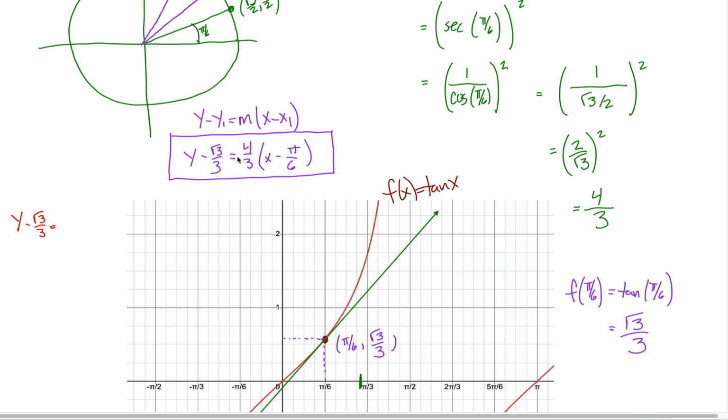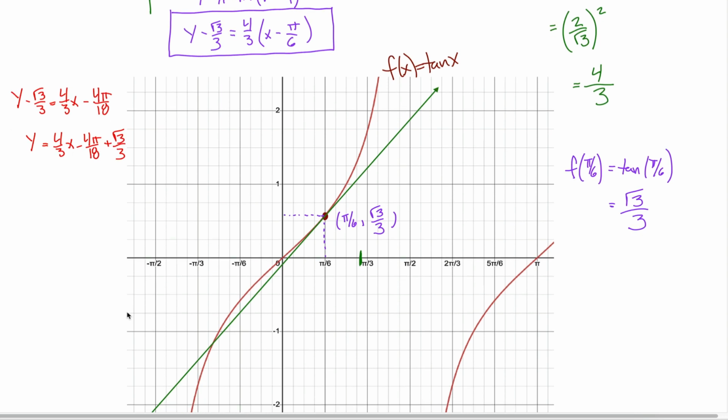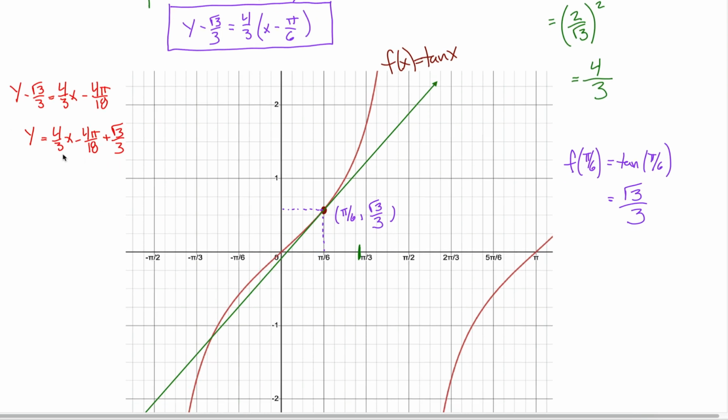So they say I got y minus root 3 over 3 is equal to, and then if you take the 4/3 and distribute it through, you got 4/3 x minus 4 pi divided by 18. The 4 times the pi gives me 4 pi, and the 3 times the 6 gives me 18. Now that I don't have parentheses, it's a little bit prettier if I add the root 3 over 3 to the other side, and I get 4/3 x minus 4 pi over 18 plus the square root of 3 over 3.